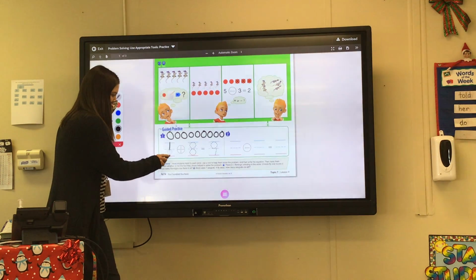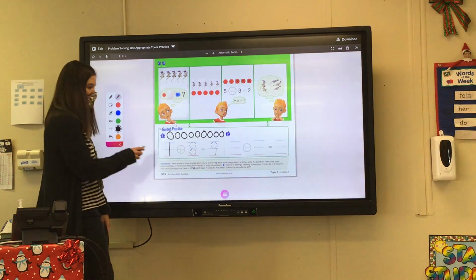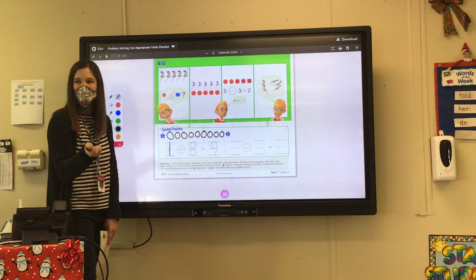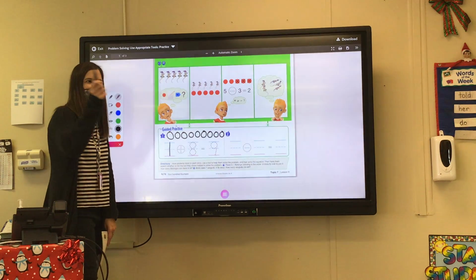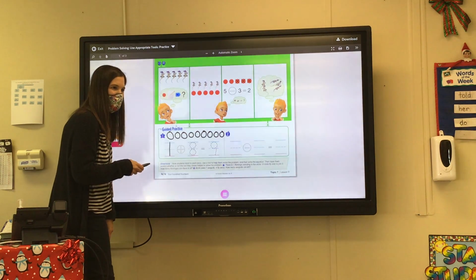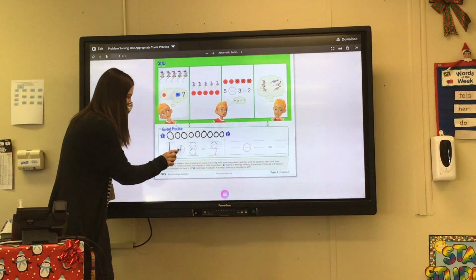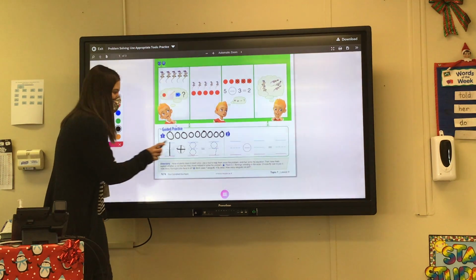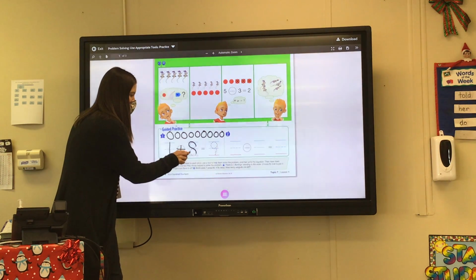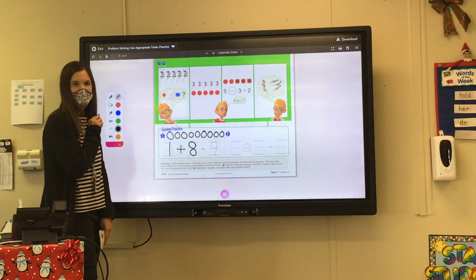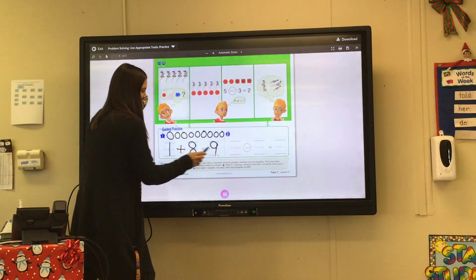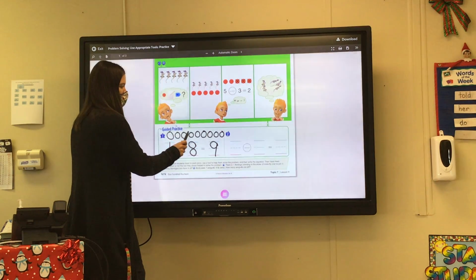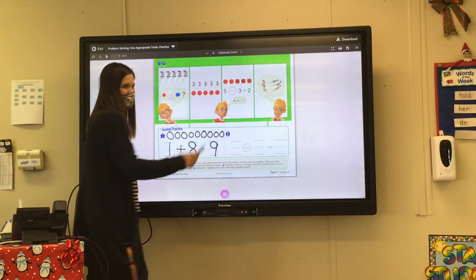So we have 1 flamingo standing in the water. 8 come to join them. So what sign do we need? Raise your hand if you can tell me what sign. Plus sign. We're adding. We need that plus sign. Plus those 8 that flew over to join them makes how many in all? 9. If you count them, there's 1, 2, 3, 4, 5, 6, 7, 8, 9.